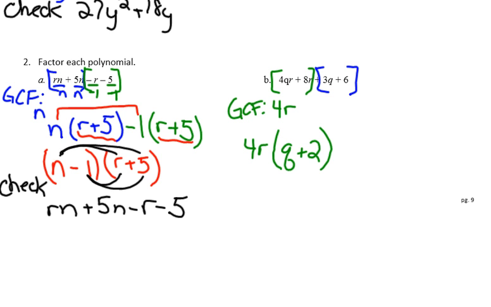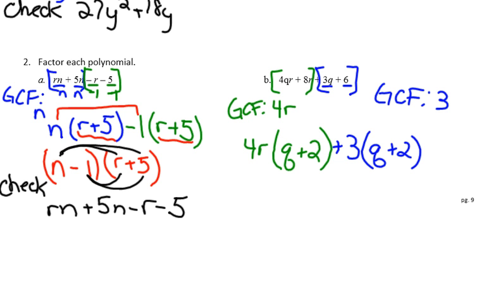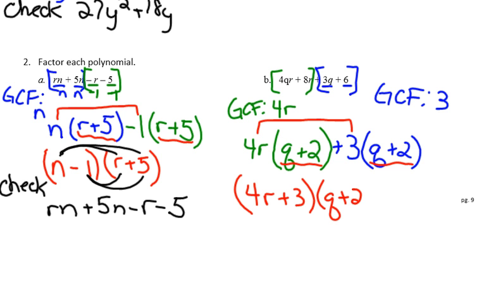Same thing I'm going to do now for the blue group. My GCF for the blue group is going to be a 3. It's adding in front, so it's going to be a positive 3. If I divide each of those things by 3, I'm going to get q plus 2. And again, what happens now? Well, this matches this, which means I can put the 4r plus 3 together. So 4r plus 3 is one factor, q plus 2 is the other factor.